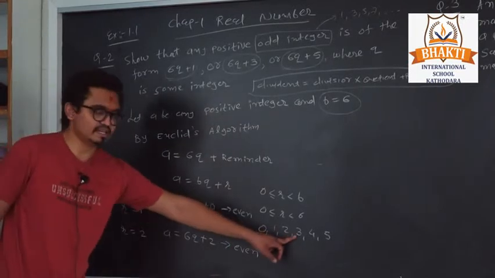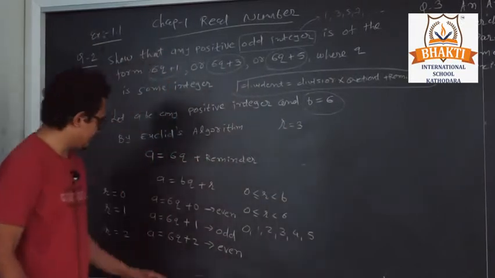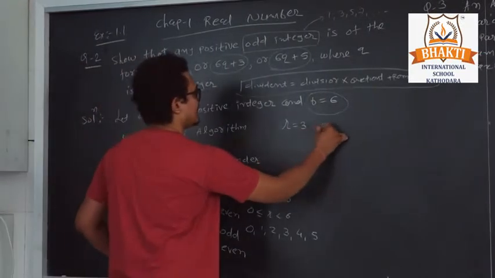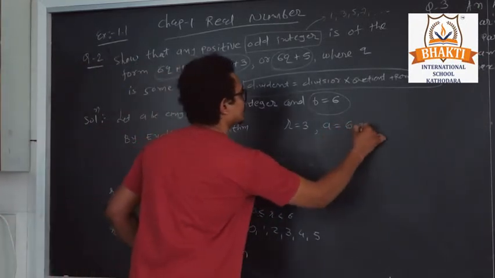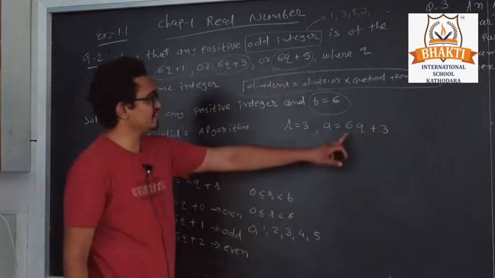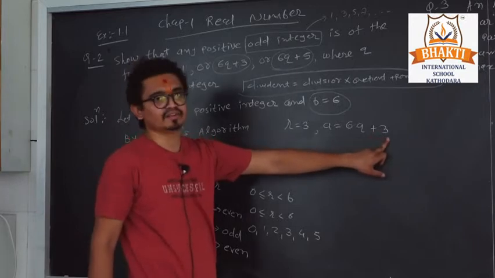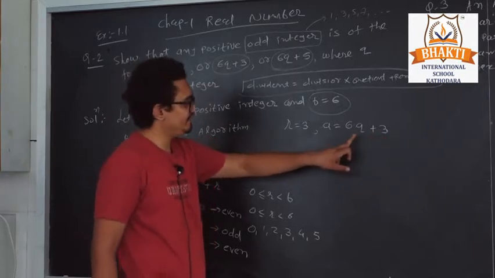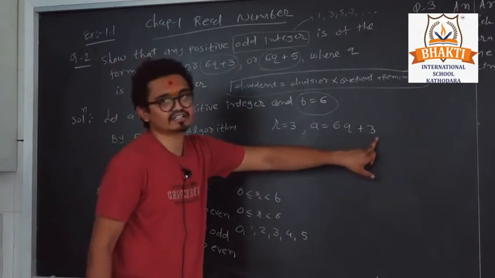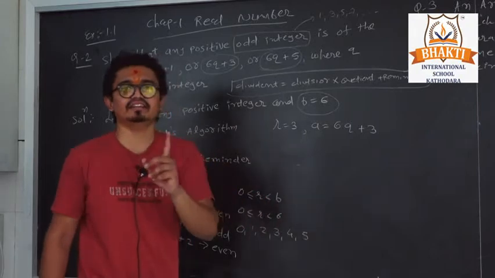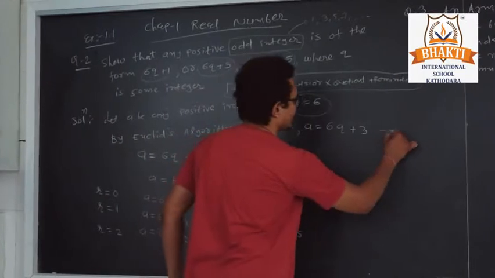Now we will put r is equal to 3. In the same way, if we put r is equal to 3, then a is equal to 6q plus 3. Now once again if q is equal to 1, 6 ones are 6 plus 3, so 6 plus 3 it will be 9. And if we put q is equal to 2, 6 2s are 12, 12 plus 3, so it will be 15. So we get numbers like 9, 15, and these are all odd numbers.